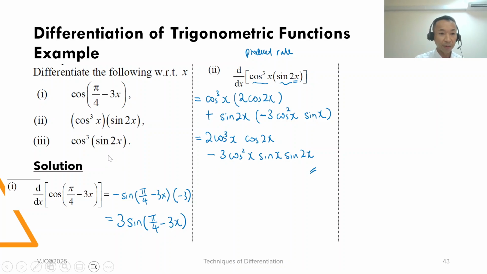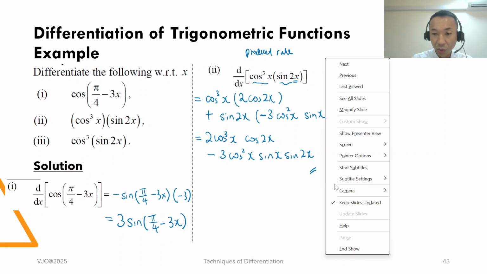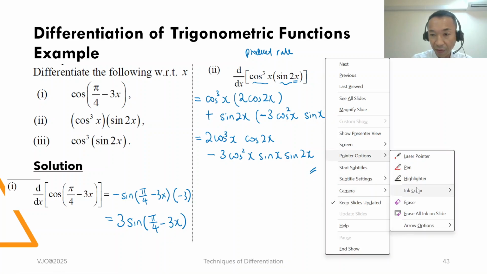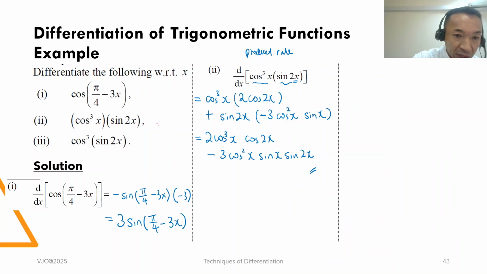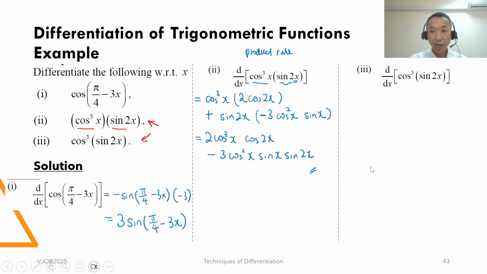Last one, cosine cube sine 2x. I want to contrast between part 2 and part 3. Very, very crucial. You can see that they look similar, but they are different. This one is a product rule where you take this multiplied by this. Whereas part 3 is cosine cube sine 2x. Basically, if you don't want to be confused, it is cosine of sine 2x. It's basically a composite function like that.